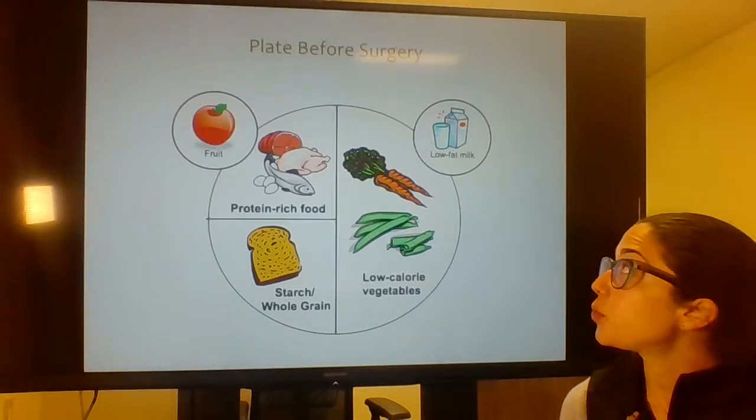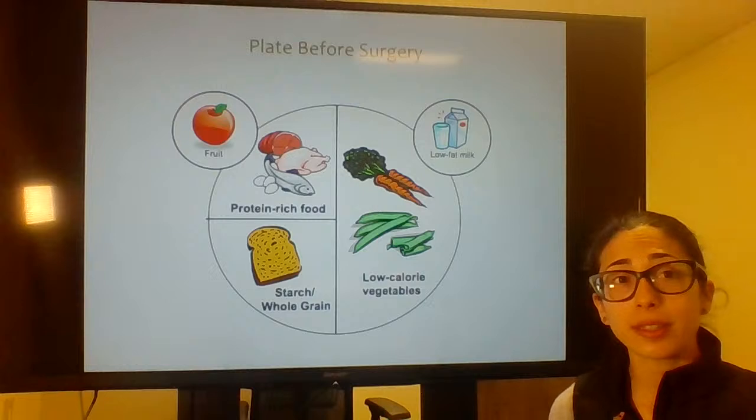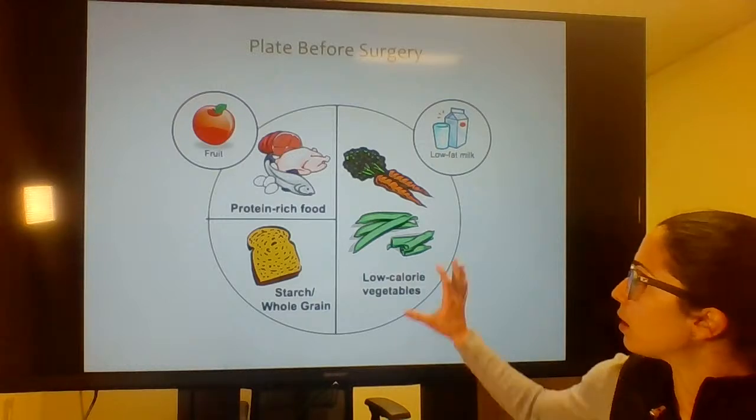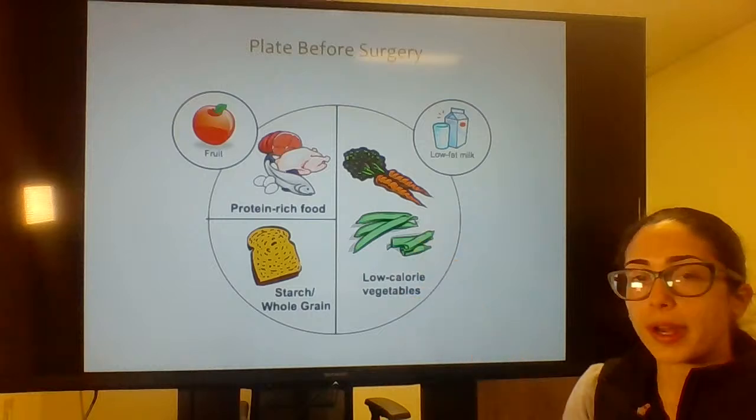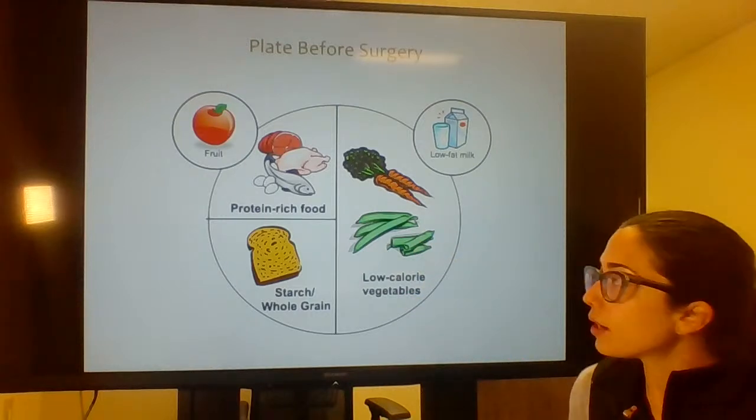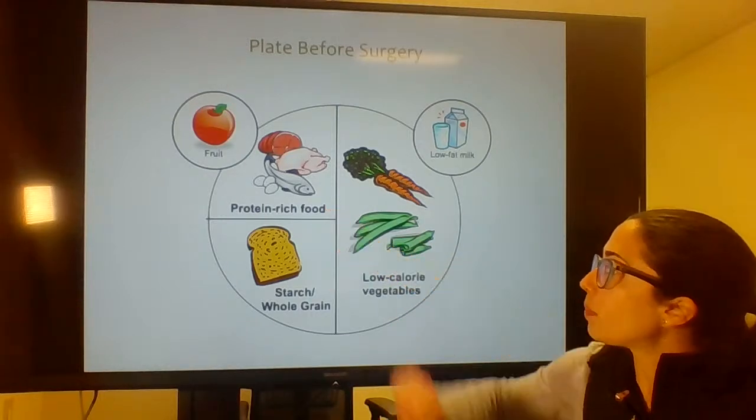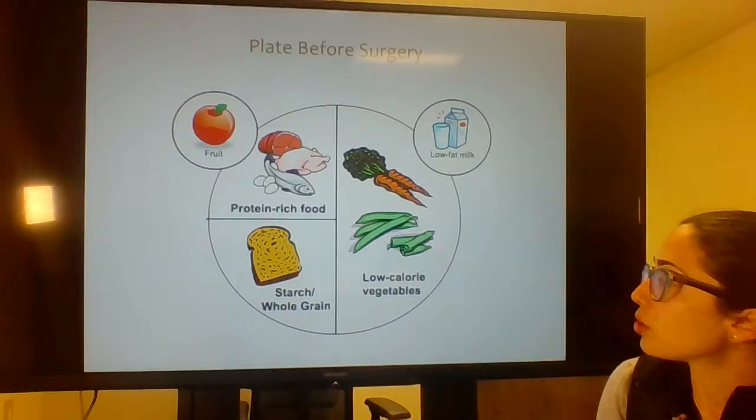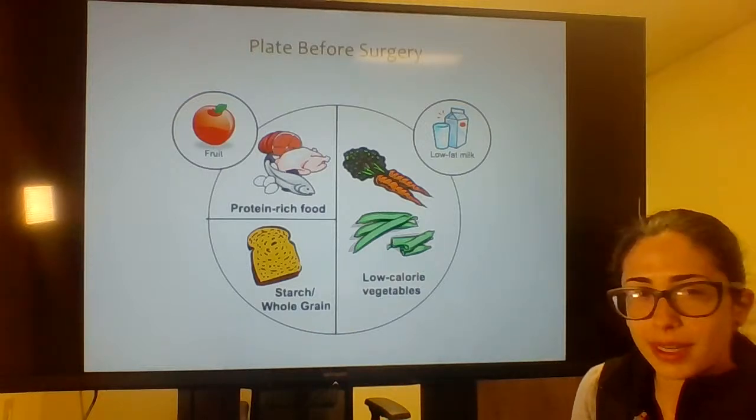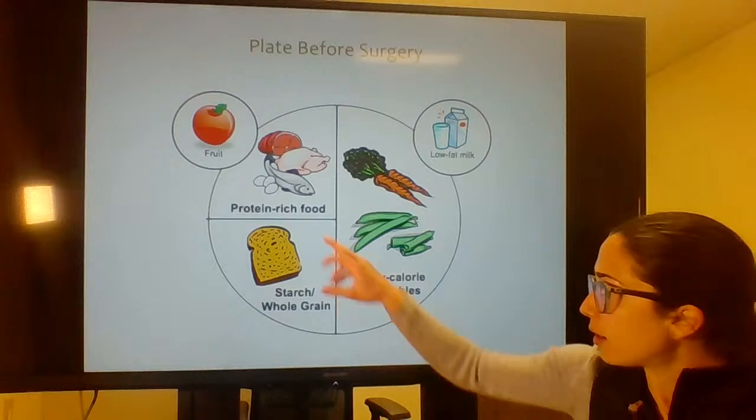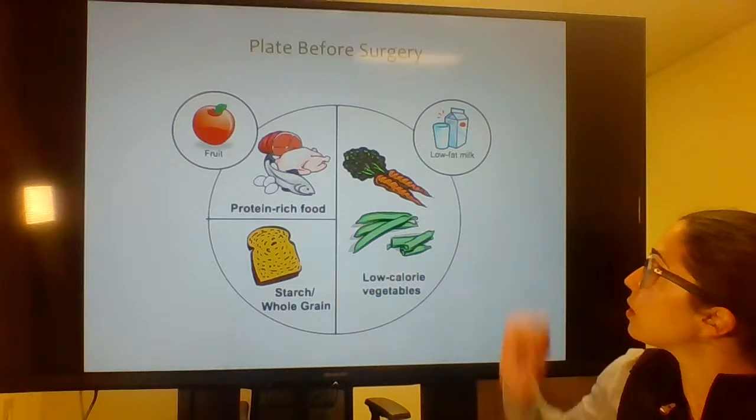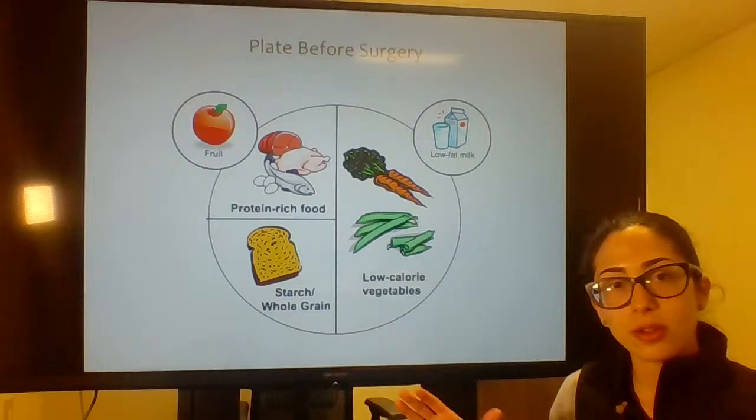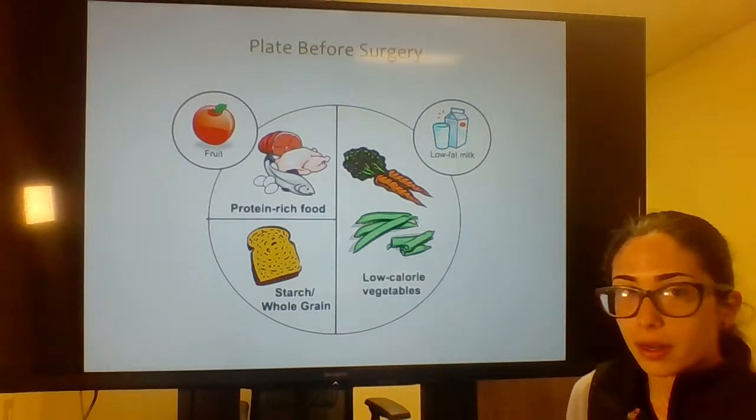Here is a visual of what a healthy plate looks like before surgery, where the focus is on consuming a lot of those low carbohydrate vegetables that I mentioned earlier. Here, a quarter of the plate is protein, a quarter of the plate your whole grain and your starchy vegetables, like your potatoes, for example, a small serving of fruit, a small serving of low-fat dairy, and this plate is about 9 inches in diameter.